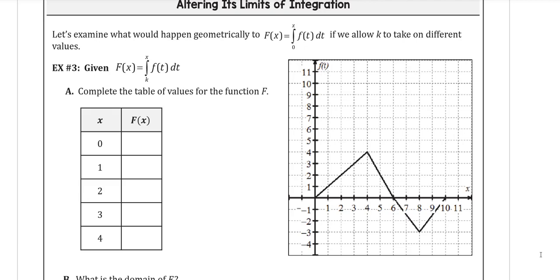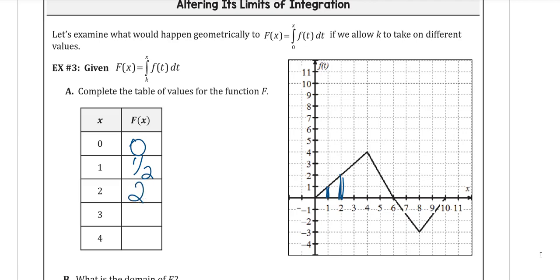So at 0, we're going to have no area here. So F of 0 is going to be 0. And at 1, we have this little tiny triangle right there, and it's half of a 1 by 1 block, so that's 1/2. And then at 2, we have this bigger triangle, and that is going to have a value of 2 because the base is 2, the height is 2, and you take half of that, so you get 2.